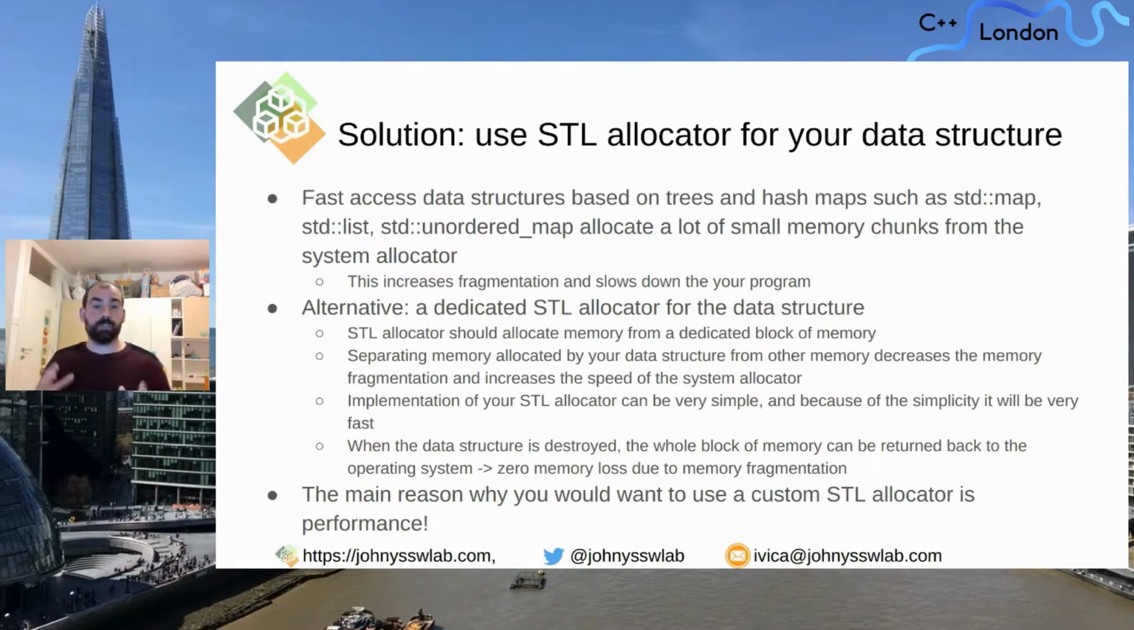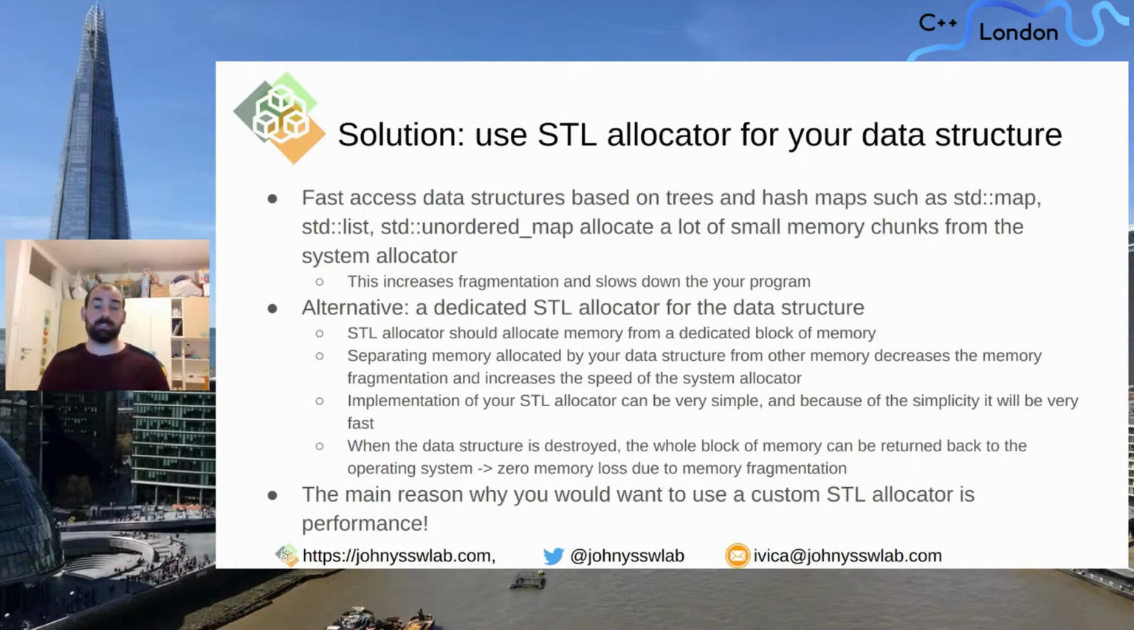The implementation of your STL allocator can be really, really simple because it has only limited functionality. The system allocator must support all possible sizes and must support efficient allocation, and so on. With a custom STL allocator, you are adapting to your data structure, so you don't need to take care of this.